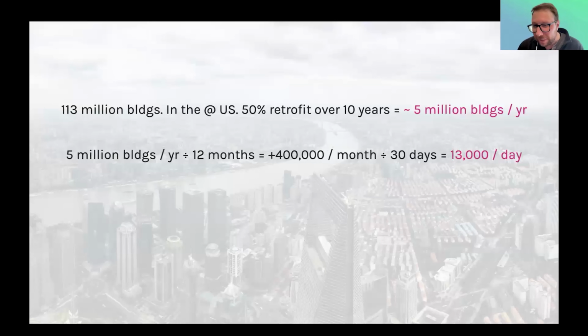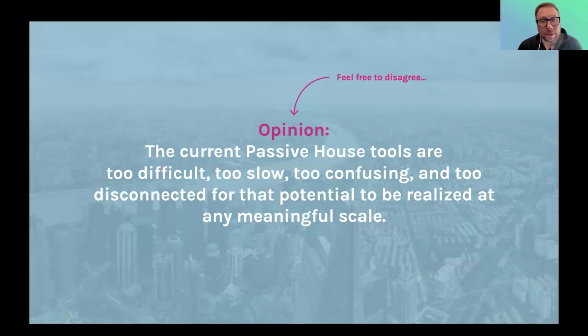But my opinion is that one of the reasons, or maybe even the main reason, why I cannot envision our practice scaling to the level that I just described has to do with the current generation of Passive House tools. I believe, and again, just an opinion, that these tools are too difficult, too slow, too confusing, and fundamentally too disconnected for the potential of the Passive House frameworks to be realized at any meaningful scale, or at the scale that I just described.